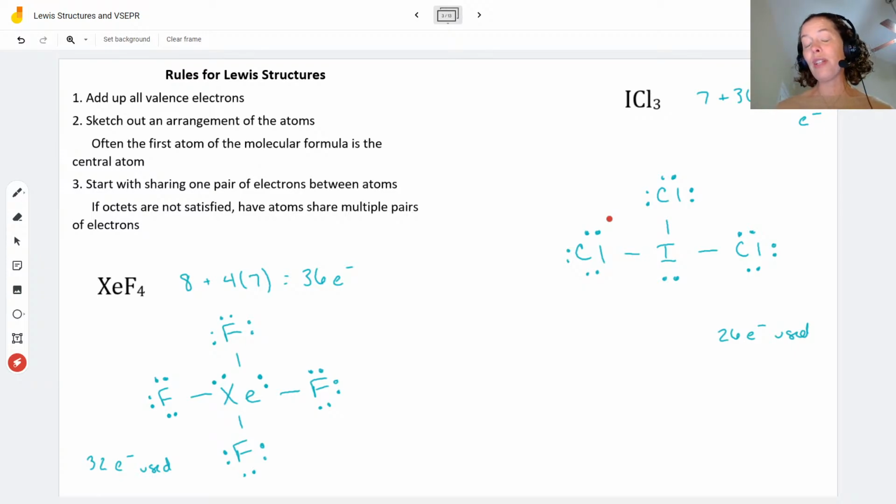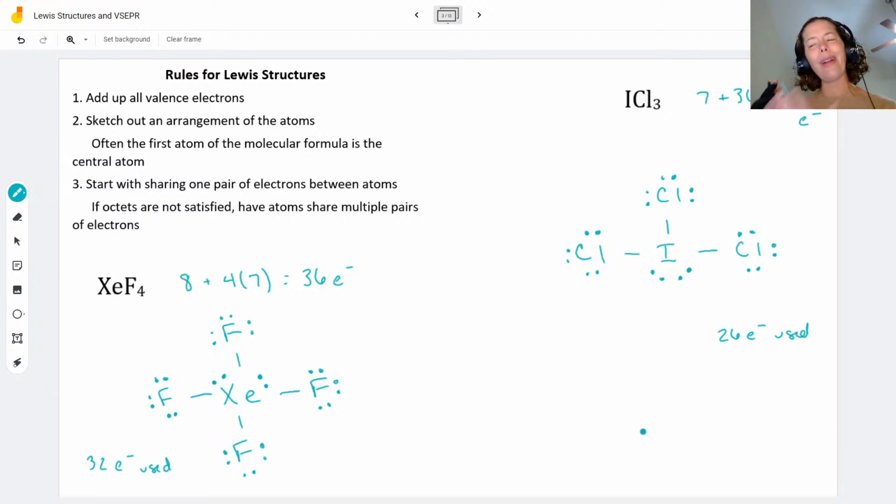Now, this is a situation where a chlorine and iodine can both take an expanded octet. So where do you expand the octet? You're going to expand it on the central atom. So I have one more pair of electrons to use. And, you know, I'm just going to make a little bit of extra space here. So instead of iodine having 1 lone pair, it is now going to have 2 lone pairs.